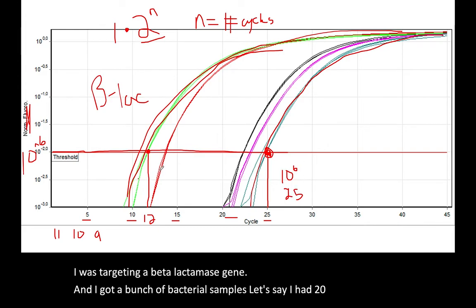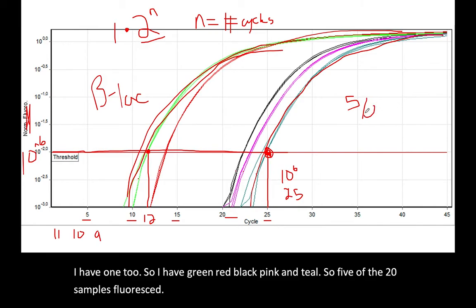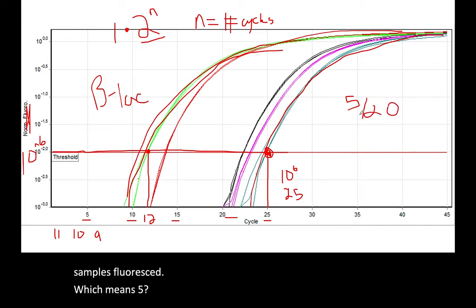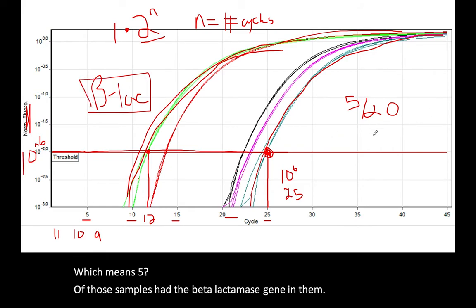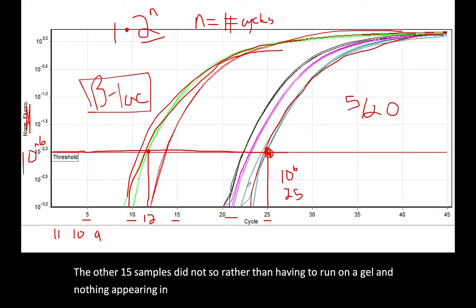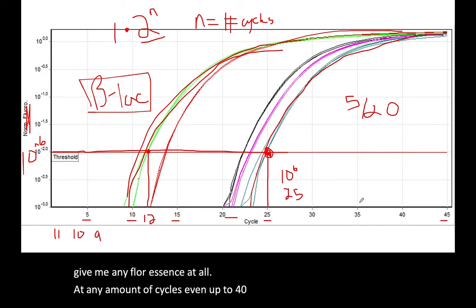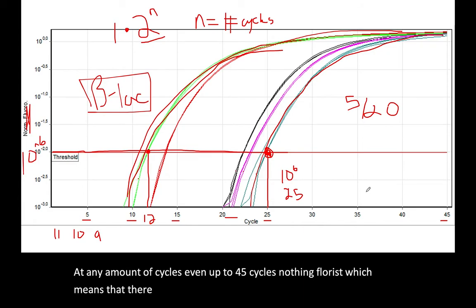Well, I have green, red, black, pink, and teal. So 5 of the 20 samples fluoresced, which means 5 of those samples had the beta lactamase gene in them. The other 15 samples did not. So rather than having to run on a gel and nothing appearing in the lane, I can say, okay, 15 of these samples didn't give me any fluorescence at all. At any number of cycles, even up to 45 cycles, nothing fluoresced, which means that there was no starting copy.